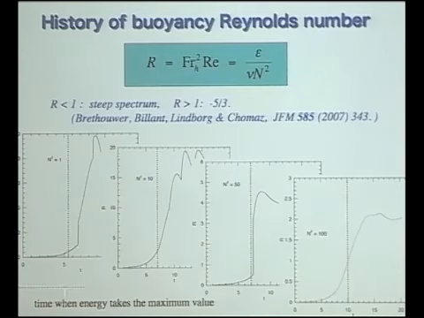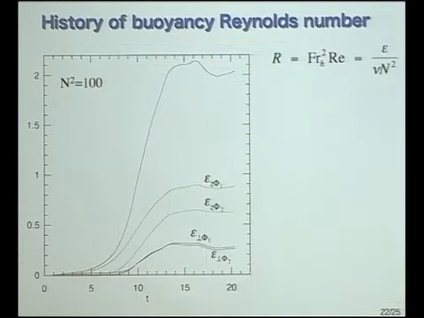So I checked the value of R for various Brunt-Väisälä frequencies, and the interesting thing is it goes up quickly after the energy takes the maximum value. So all those numbers are, of course, bigger than 1, and even for N squared equal 100, very strong stratification, we have a bigger number than 1.